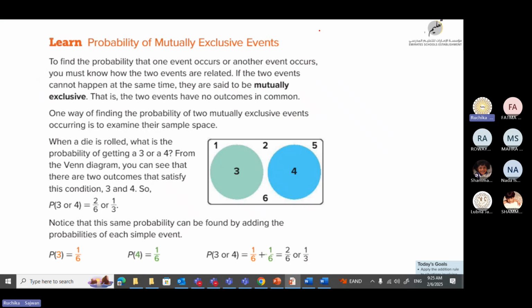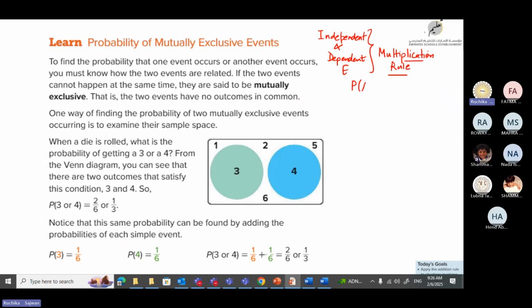So in the previous lesson, if you remember, we did independent and dependent events. And for that, which rule did I give you? Anybody remembers? What was the name of the rule? It was multiplication rule. So if you have independent and dependent events, to calculate the probability of both A and B, you were doing multiplication. I will write that formula again just to remind you. So when we have independent and dependent events, we do the multiplication.